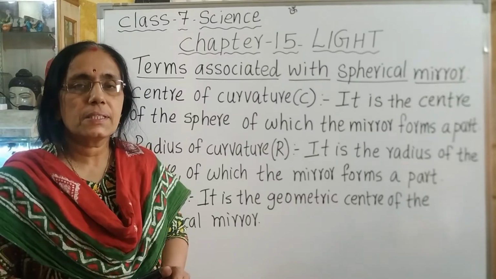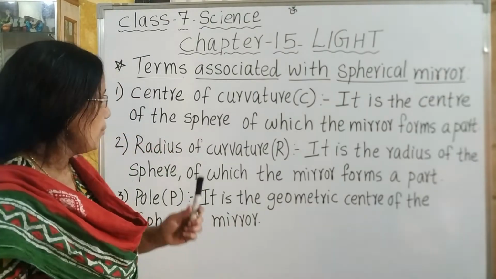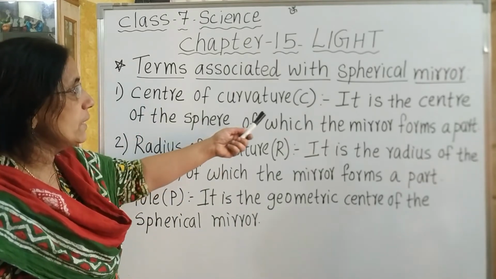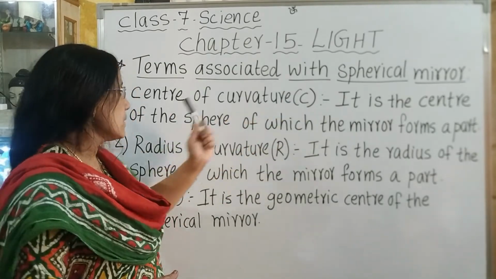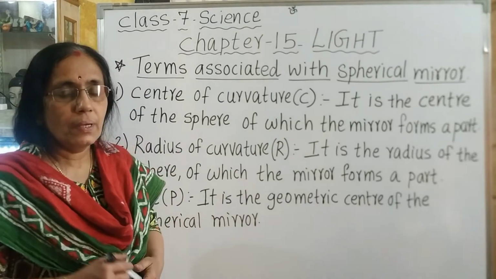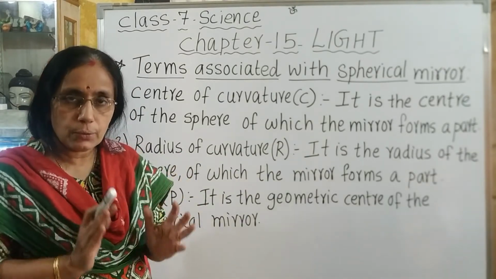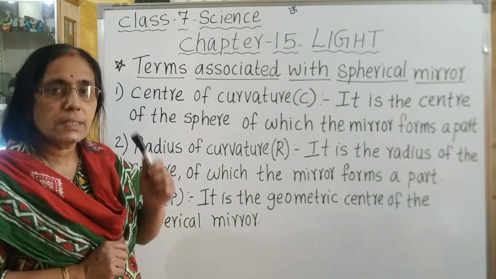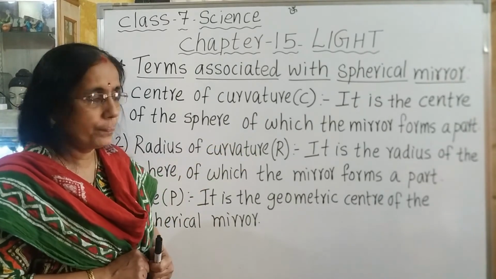Now let us discuss the terms associated with a spherical mirror. First one, center of curvature. Center of curvature is represented by the letter C. It is the center of the sphere of which the mirror forms a part. I told you spherical mirrors or curved mirrors are actually a part of a sphere. So center of curvature, or C, is the center of the sphere of which the mirror is a part.